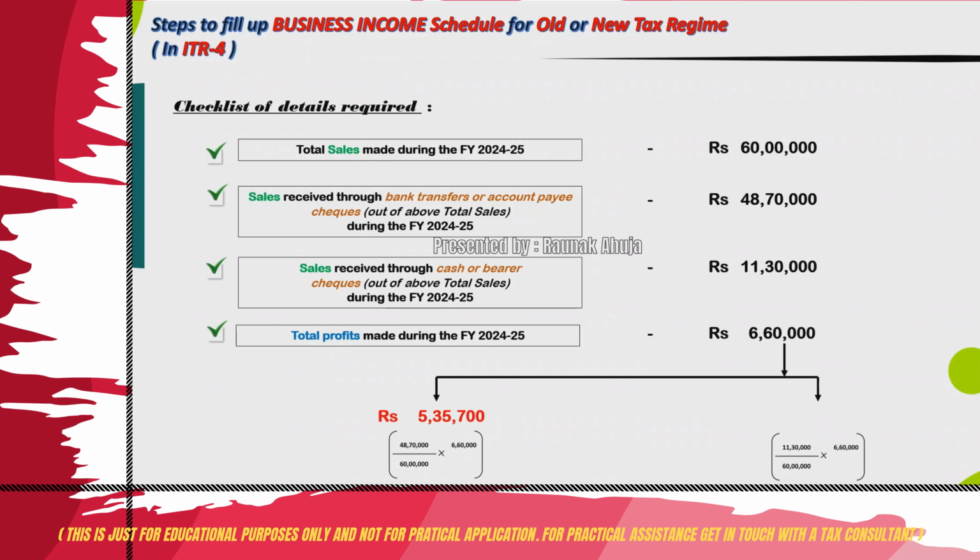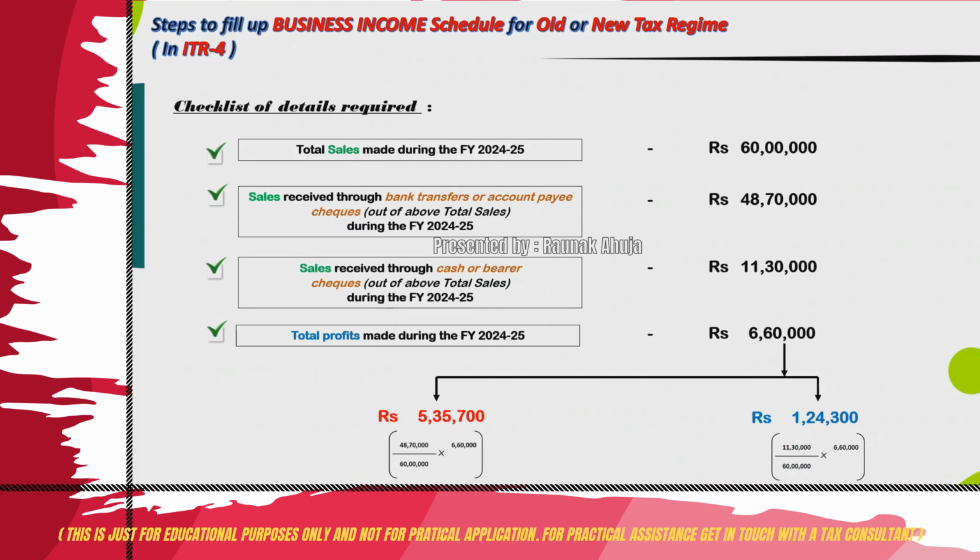And the profits are 5,35,700 for sales that were collected through bank transfers and rupees 1,24,300 for sales that was collected through cash. So the final step is distributing the entire total profits in between these two types of sales. Now let's move to the income tax return filing offline utility.